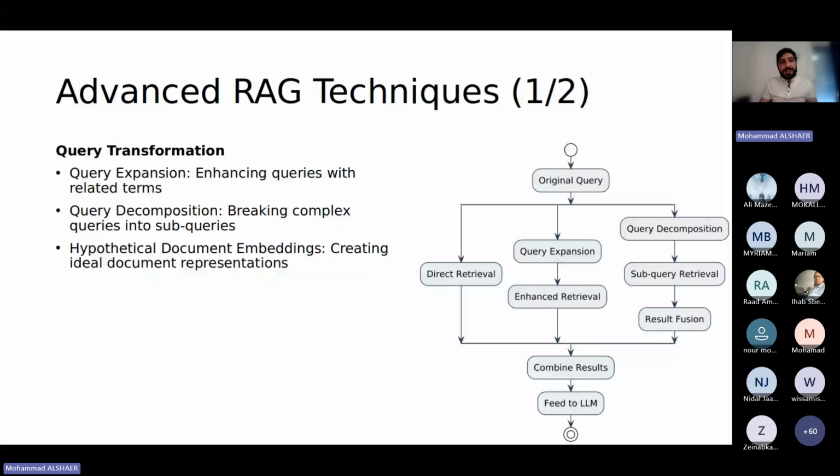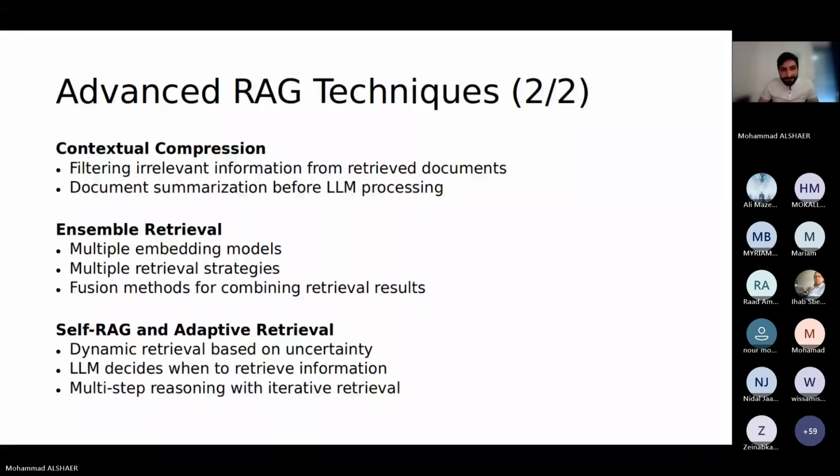Also, there are a lot more, like contextual compression. We need to filter irrelevant information from retrieved documents. Who said everything retrieved from the vector database is relevant? As I said before, I may be searching for Paris, but the vector database was a bit confused and said, okay, those are documents related to Paris, but they are not related to last night. And so they were returned, but they shouldn't have been. So we need to do more filtering over the documents.